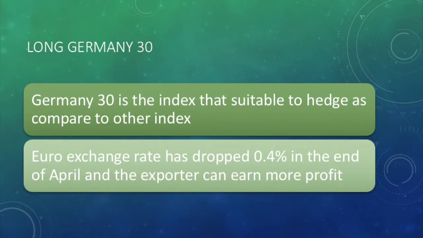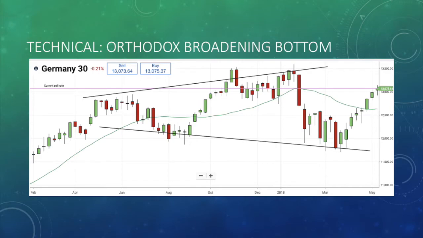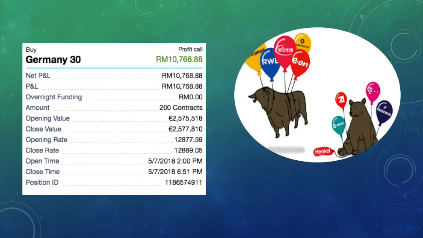My third investment is long German 30. There are 2 reasons why I make this decision. First, Germany 30 is the index that is suitable to hedge as compared to other indices. Next, the euro exchange rate dropped 0.4% at the end of April, and it is good news to exporters as they can earn more profit. And in technical analysis, the pattern shows that if a particular decline exists, the price of the instrument might go up in the future. From the next slide, you can see that Germany 30 has gone up 12 points in a single day.